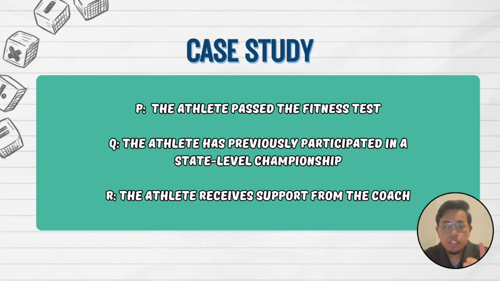First, P: the athlete passed the fitness test. Second, Q: the athlete has previously participated in a state level championship. The third one is R: the athlete received support from the coach. These propositions will help us see how the laws of logic apply in real-world scenarios.